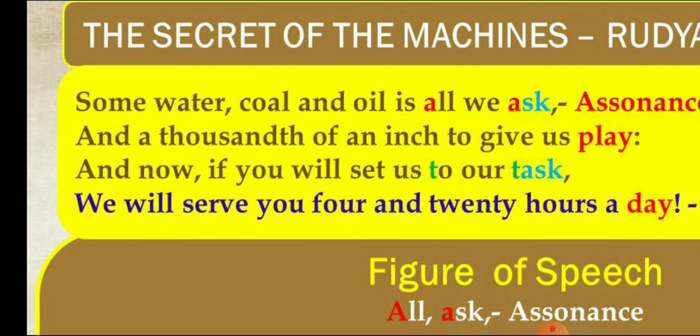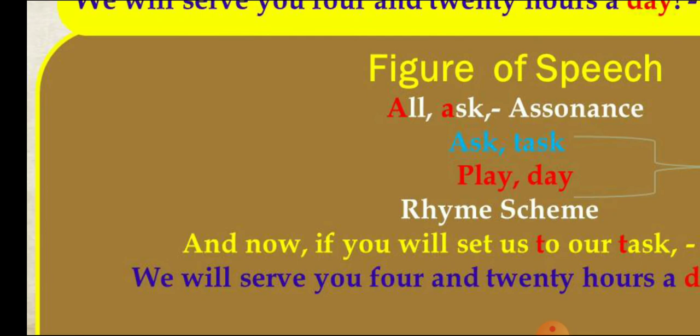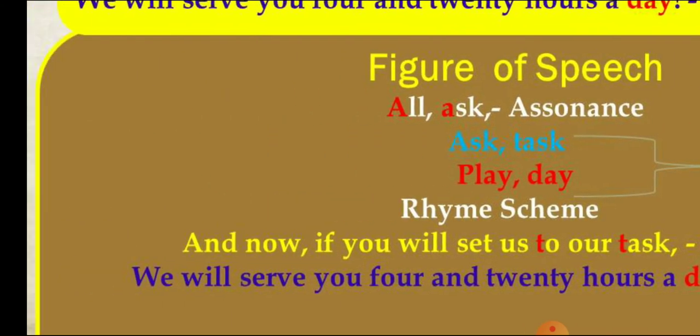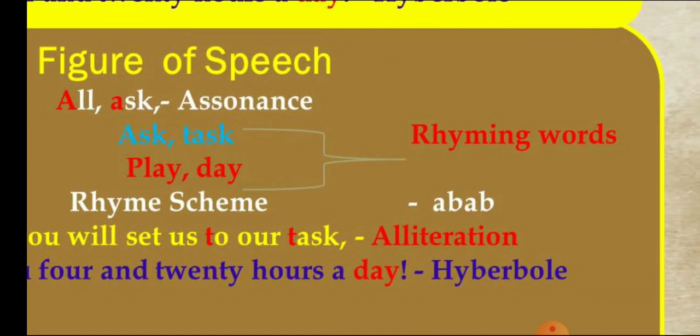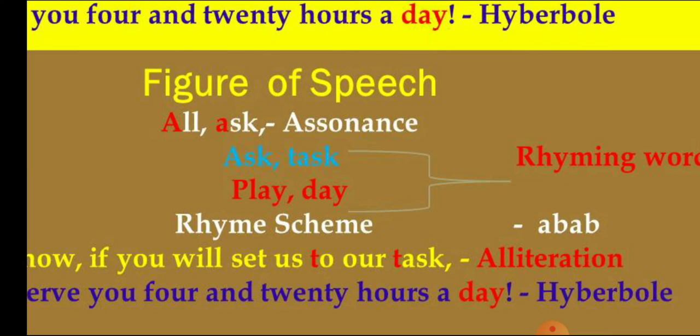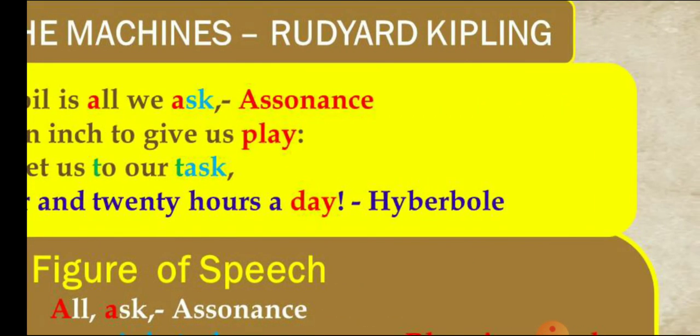Some water, coal and oil is all we ask. Here the vowel sound is repeated: all, ask. Assonance. So the figure of speech employed here is assonance. And what are the rhyming words? Ask, task, play, day. The rhyme scheme followed here is ABAB. And now if you will set us to work our task. Task: alliteration. Then we will serve you 24 hours a day. So the figure of speech employed in the last line of this stanza is hyperbole.